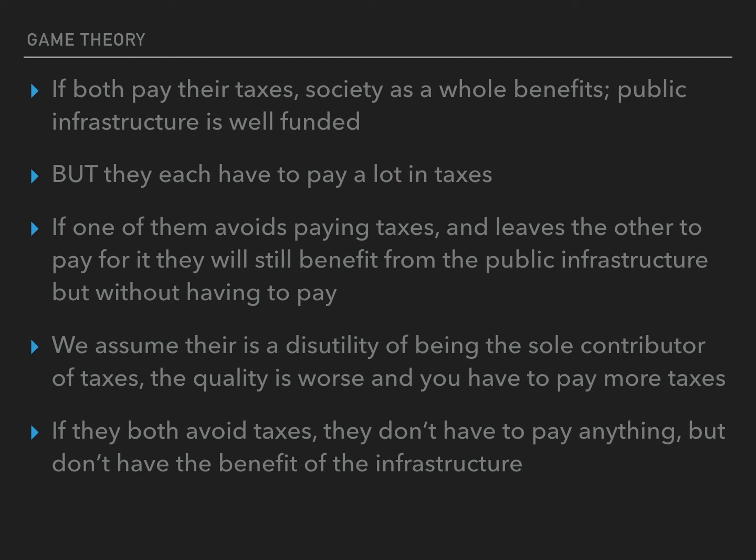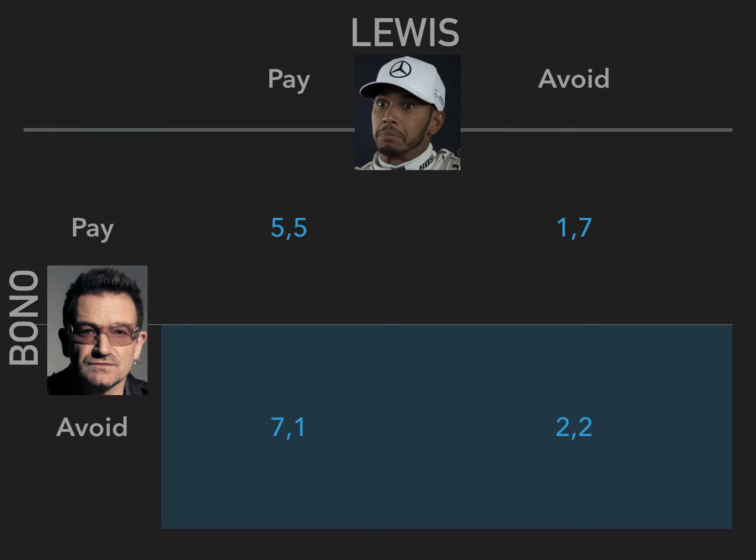Then, if only one of them pays taxes and the other evades taxes, there will still be the public infrastructure, but of a lower quality. And then the avoider gets to keep all of their money, so they are much better off. And then, if neither pay any taxes, both get to keep all of their money, but there's very little money for the government to spend on public infrastructure. So, based on these assumptions, we can make a game that looks like this.